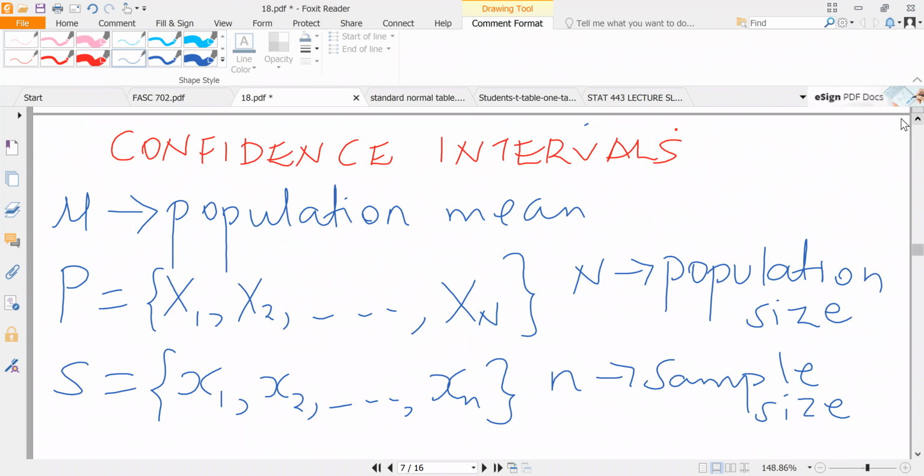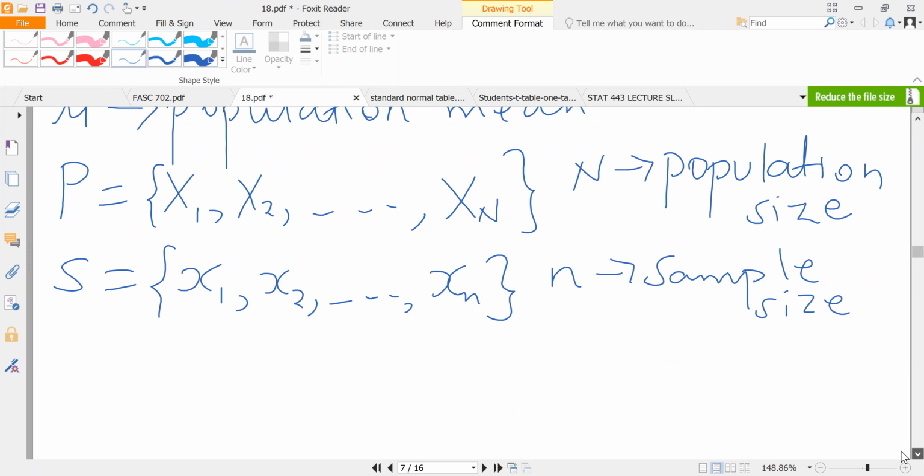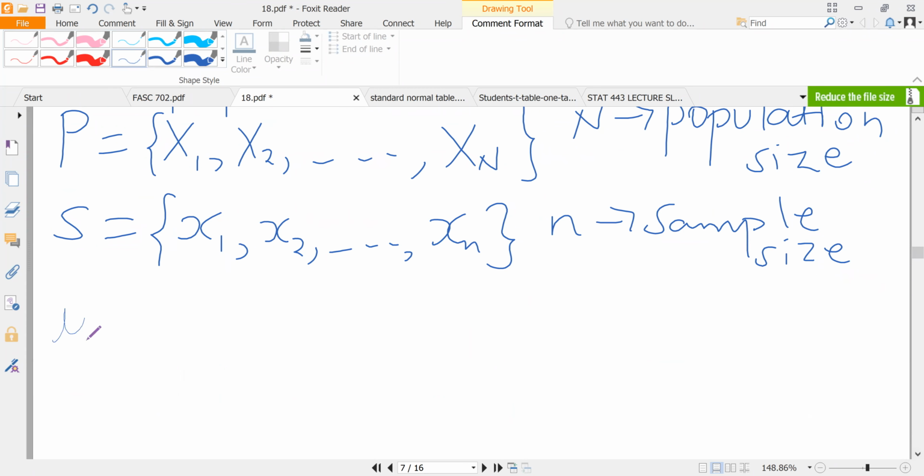So we've seen that if we have a population P that has a size of capital N, then we can calculate the population mean. The population mean mu will be considered to be the average of all units in the population. That is how we calculate the population mean.